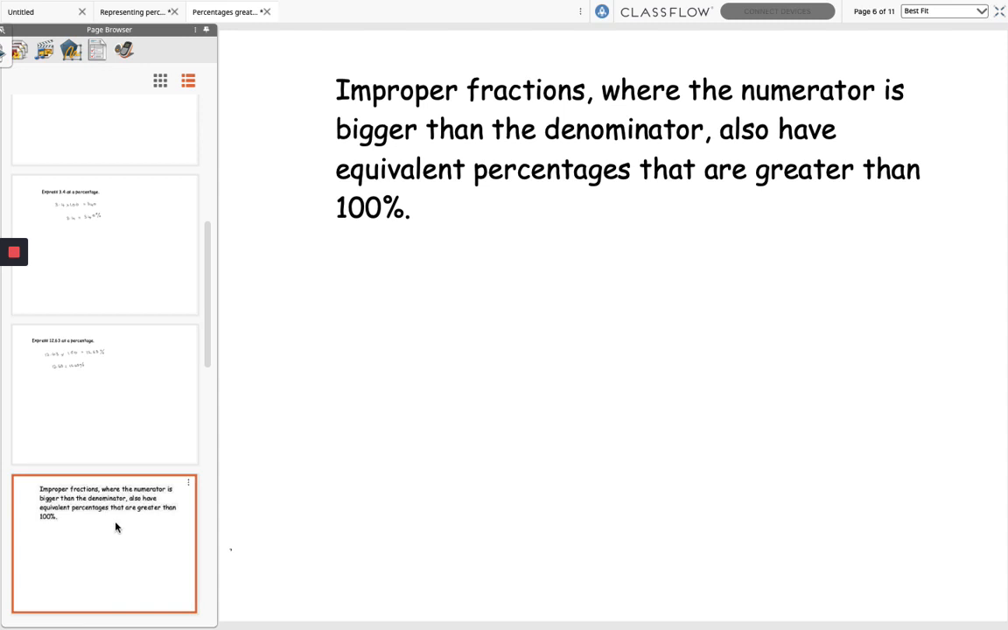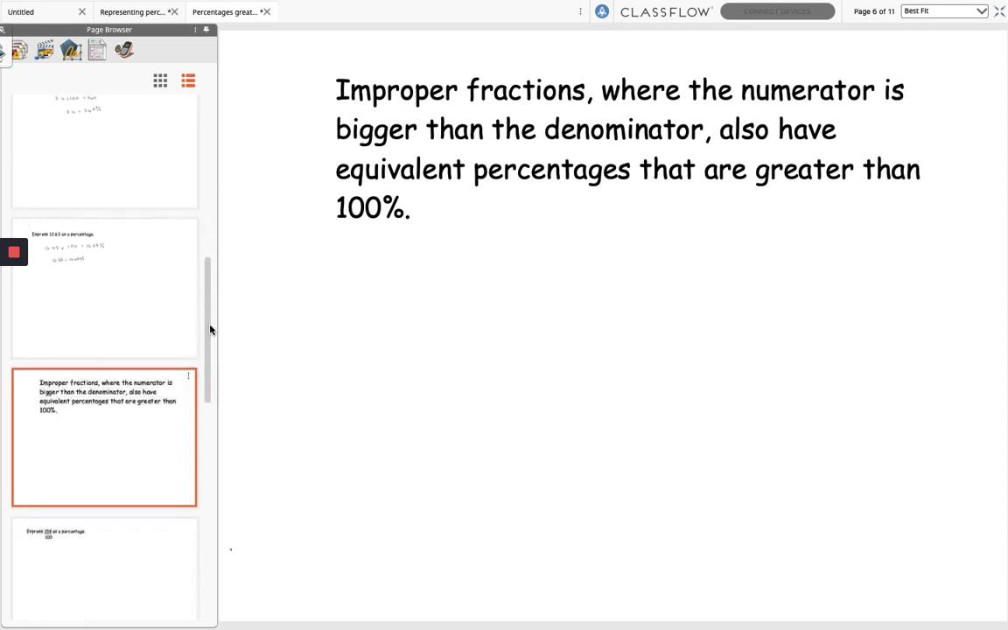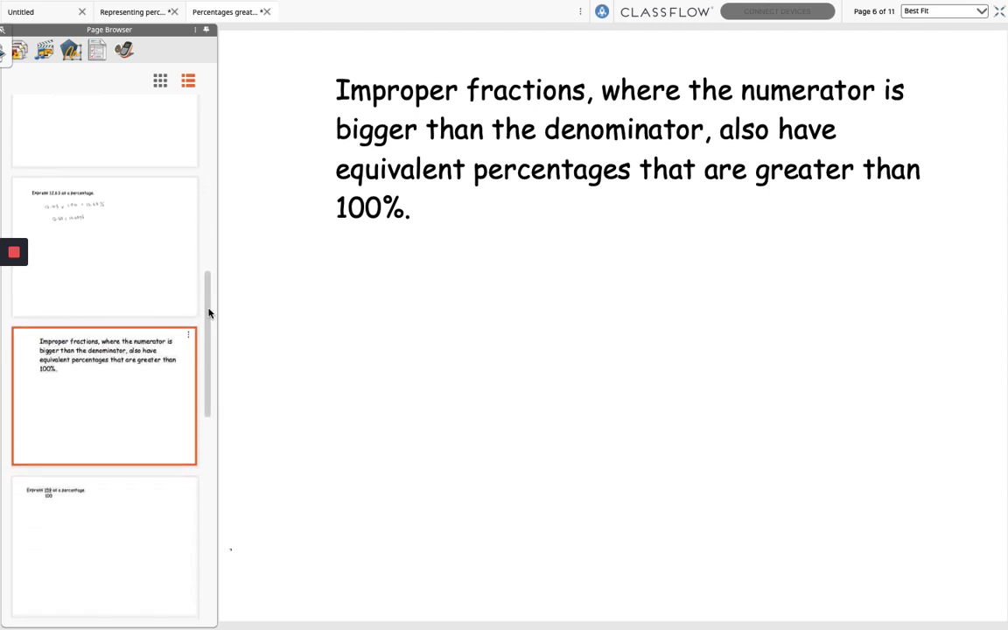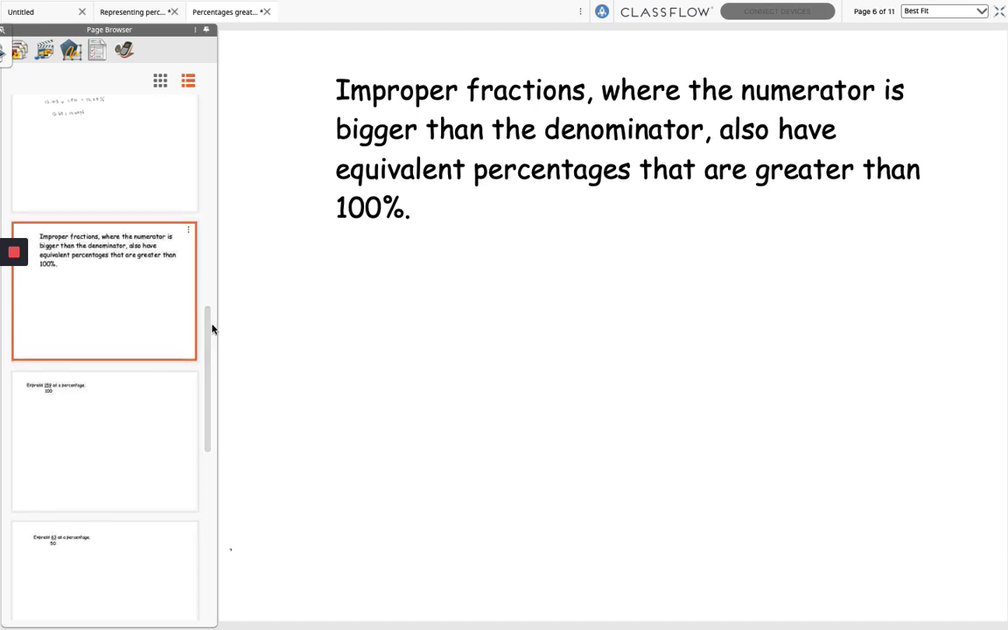Improper fractions are fractions where the numerator is bigger than the denominator, and you might have heard them called something else. So you might hear them referred to as top-heavy fractions or vulgar fractions. They also have equivalent percentages that are greater than 100%. Now, if you remember, to convert fractions into percentages, we need to express the fraction as an equivalent fraction with a denominator of 100.